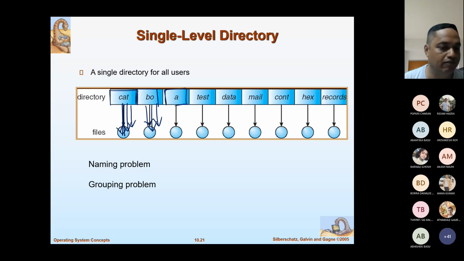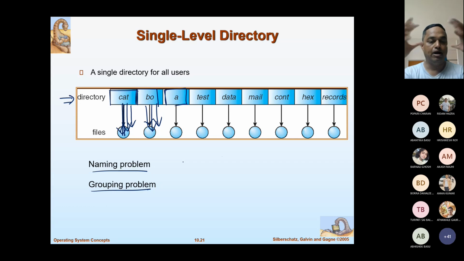As it is one level, there can be an issue of naming. You cannot keep two directories with the same name, because you have only one layer. There is also a grouping problem. You cannot keep a number of directories and subdirectories in one group because you have only one layer. So this is the simplest one, the single level directory.